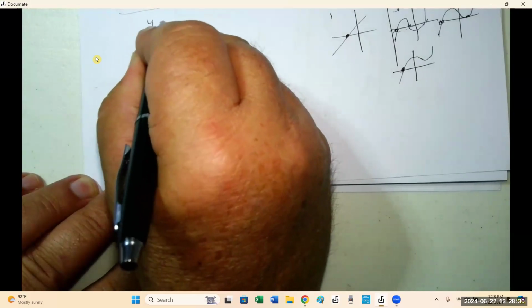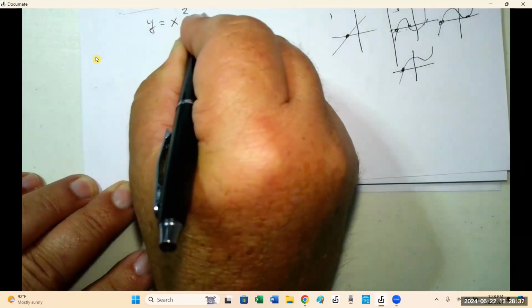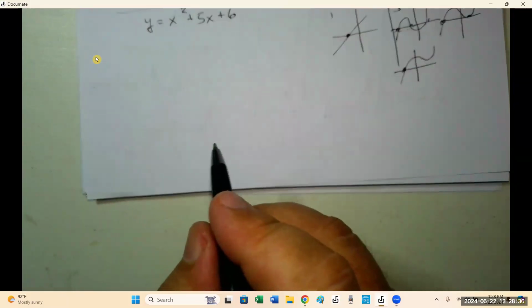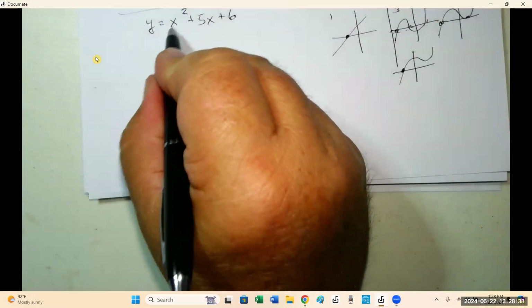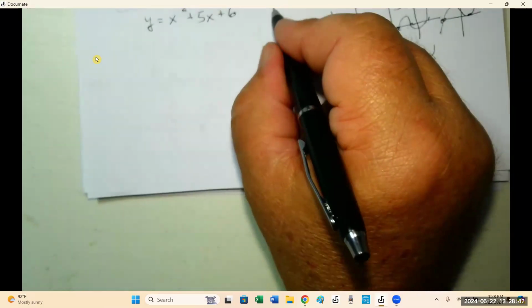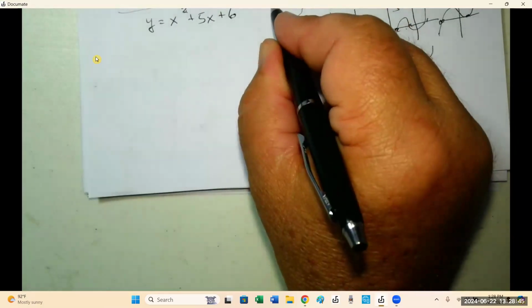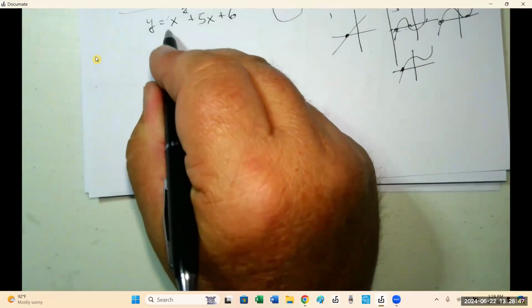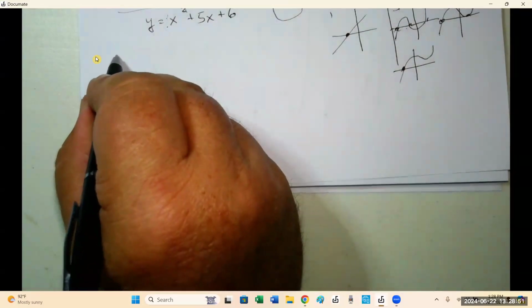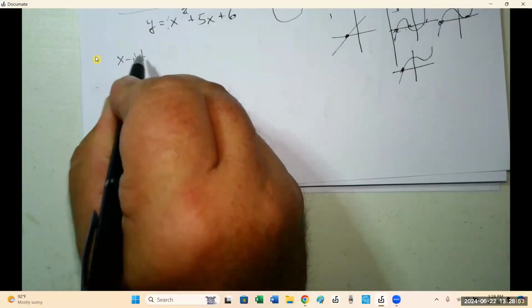All right, let's look at this example. y equals x squared plus 5x plus 6. Again, since we know it's a quadratic, we know the graph will look like this. And since the leading coefficient is positive, it opens up. So how do we find the x-intercepts?